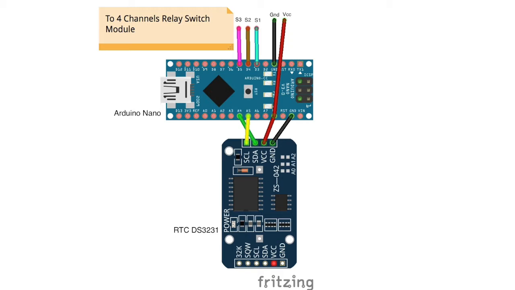For this video, you will need an Arduino Uno or Nano microcontroller unit, a real-time clock RTC DS3231 module, a 4 channels relays switch module, and several male-female jumper wires. Let's get started by connecting the hardware as shown in the diagram.